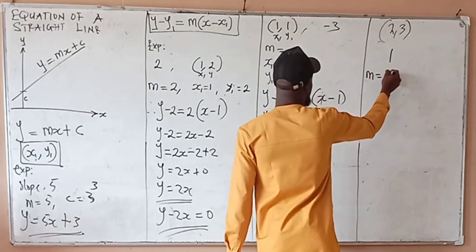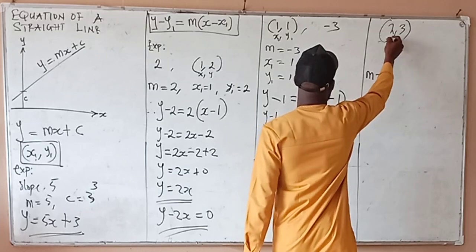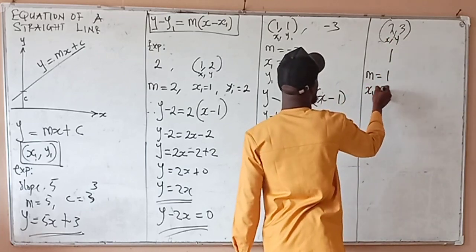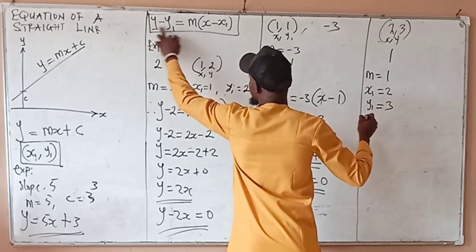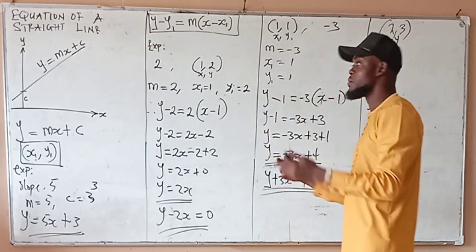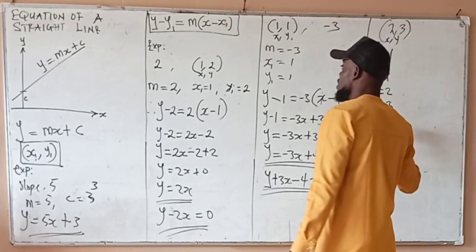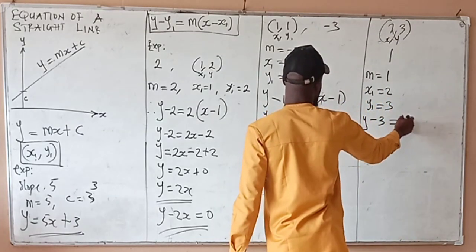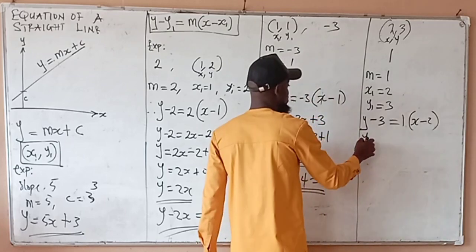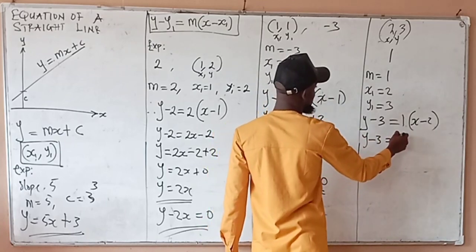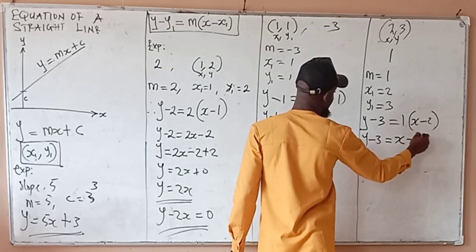The gradient is equal to 1. And the points, we have x, y. So our x1 is equal to 2, y1 is equal to 3. From this equation of a straight line that passes through a given point, we have y minus y1, where y1 is 3, equal to m, that is 1, times x minus x1, where x1 is 2. Now this gives us y minus 3 is equal to 1 times x, which gives us 1x, and 1 times minus 2, which gives us minus 2.